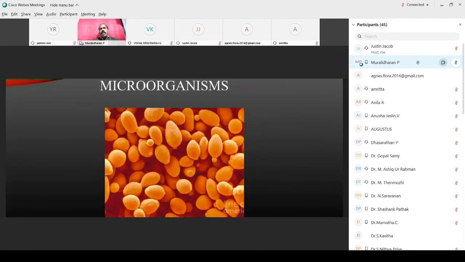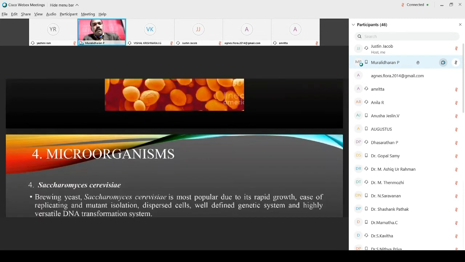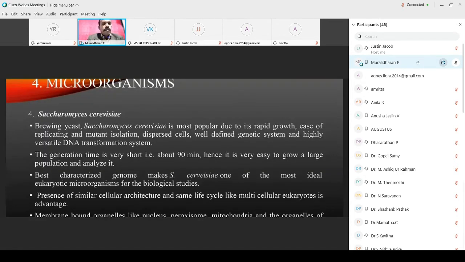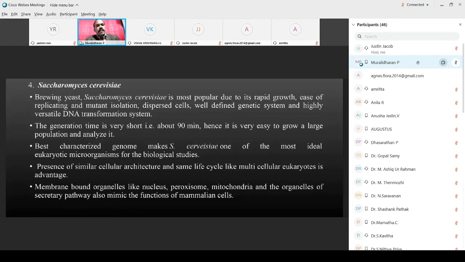Then the other alternative is microorganisms. In that, Saccharomyces cerevisiae, that is brewing yeast, is most popular due to its rapid growth, ease of replicating, mutant isolation, and dispersed cells. And this one is well defined. It has a well defined genetic system, and it has a highly versatile DNA transformation system. The generation time is very short, about 90 minutes, and hence it is very easy to grow a large population and use it for analyzing our studies.